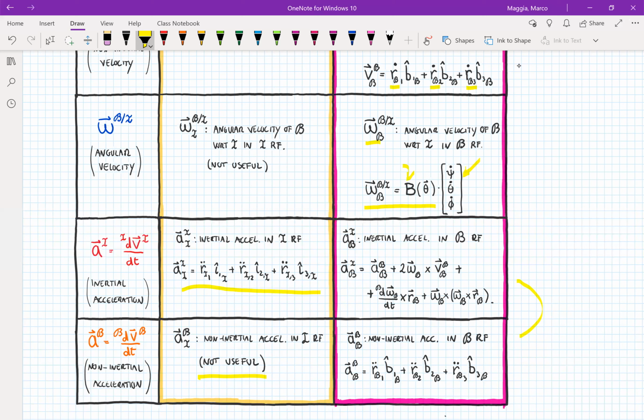We're still going to go through the inertial acceleration route in the B coordinates, so we're going to find a nice, a little bit longer expression for that, and in it we will see that we're going to use the non-inertial acceleration in the body coordinates, which is kind of similar to the non-inertial velocity in the body reference frame, we're just taking double derivatives of the coordinates of the position, okay?